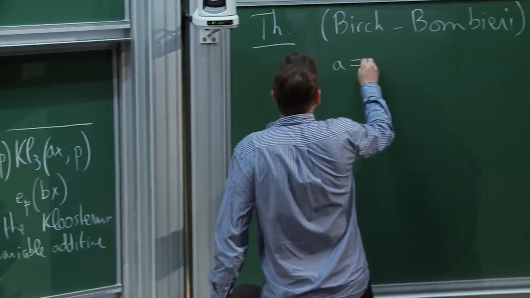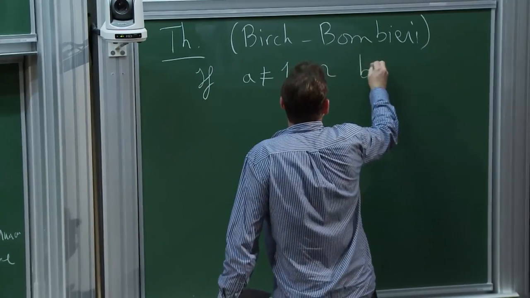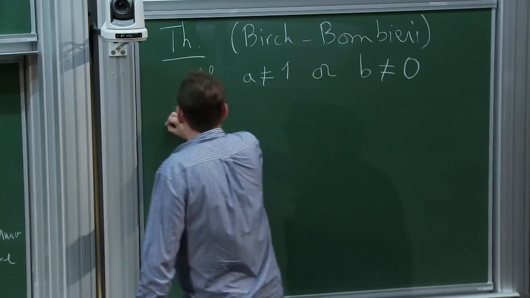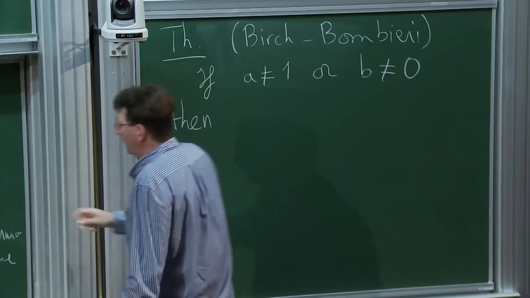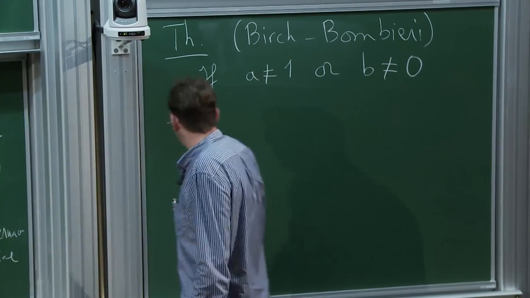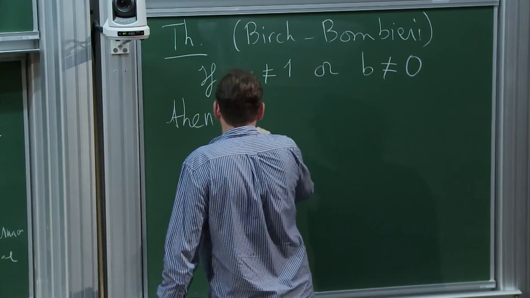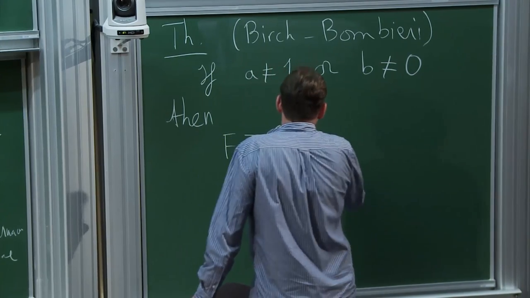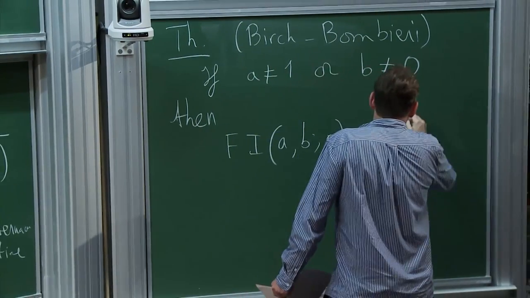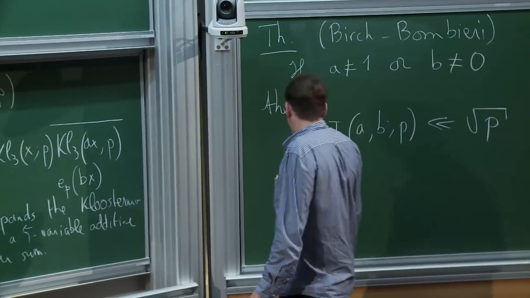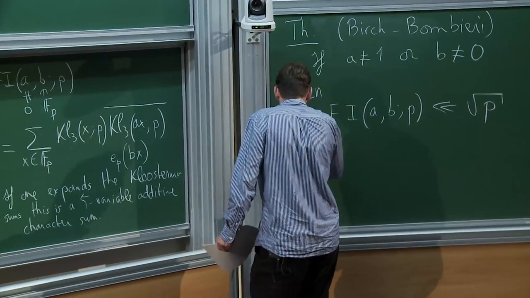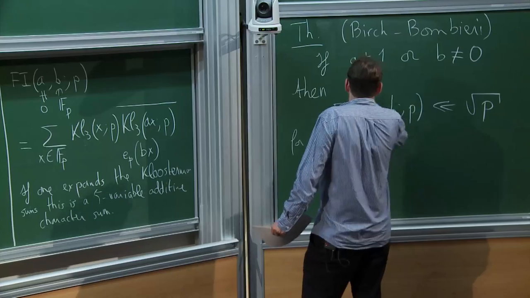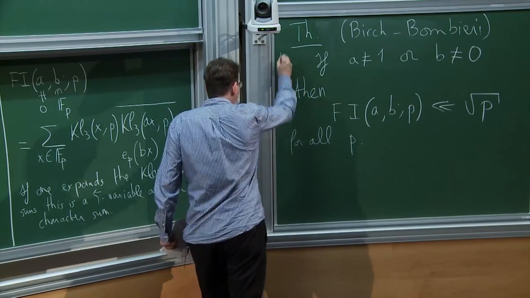So if a is different from 1, or b is non-zero, so a equal to 1 is permitted if b is non-zero, then you have a uniform square root cancellation estimate for all primes p and all a and b. So uniform in terms of a, b and p.